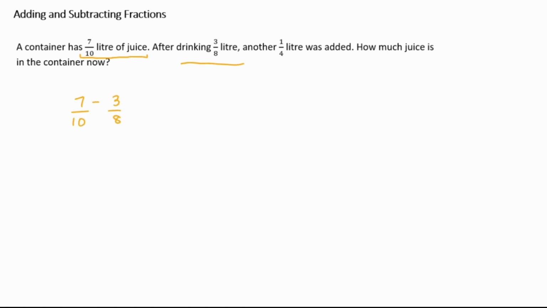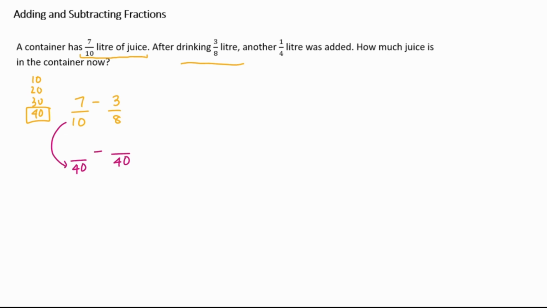We're then going to look at the lowest common multiple of 10 and 8. So 10 is not in the 8 times table. 20 is also not in the 8 times table, but 40 is a multiple of both of these, so we're going to make these equivalent to being something over 40.